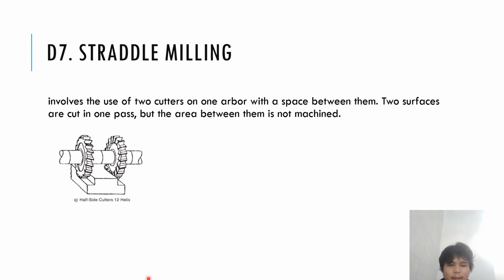Straddle milling involves two cutters on the one arbor with a space between them. Two surfaces are cut in one pass, but the area between them is not machined. So straddle milling is different from the previous one because of the space between them, and usually straddle milling is cut in one pass, so just one swipe. But in the previous one, you're going to go one by one.